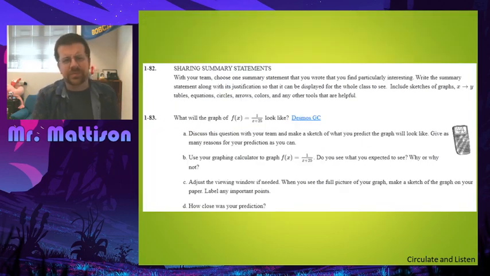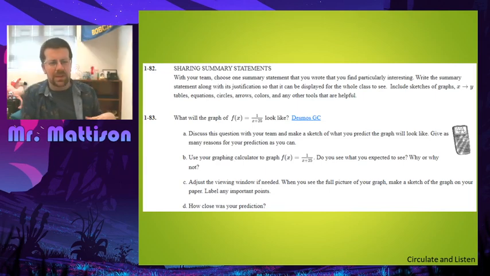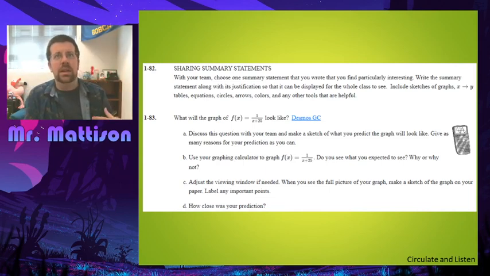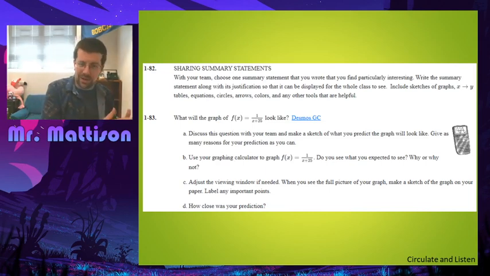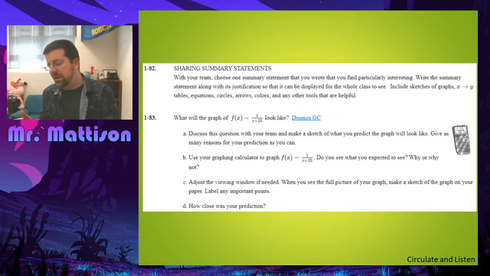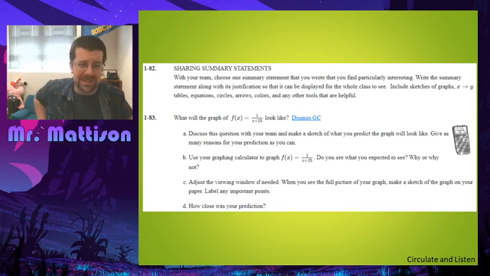Okay, so I'm going to bypass number 82. I want you to make a summary statement on the rational equations we did last time on day 1. So for whatever value h you chose, just say, well, here's what I know about it, and here's why I know that. Here's my evidence. Here's what it looked like on the table. Here's what it looked like on the graph. Here's how I know what's going on with those asymptotes specifically.